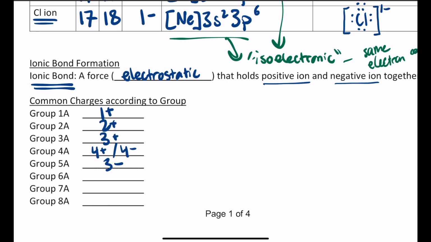Group 6A and 7A are really similar. 6A is going to gain 2 electrons and have a 2 minus charge. Group 7A, or halogen group, is going to gain 1 electron when they ionize and have a 1 minus charge. In group 8A, these are noble gases. They usually do not gain or lose electrons, so it will be very rare to actually have a charge on them.